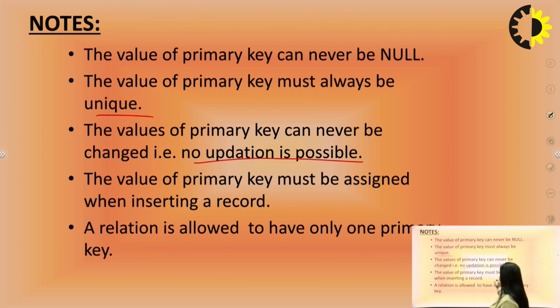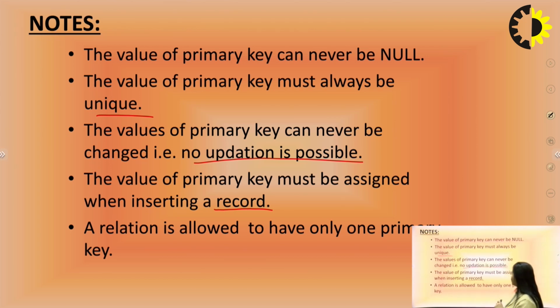The value of primary key must be assigned when inserting the record. A record is only assigned with the primary key. It will never be possible to insert a record into a table without the value of a primary key. It would never be possible.